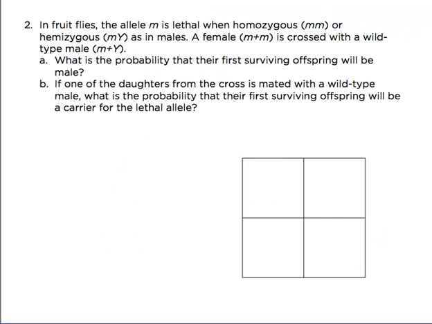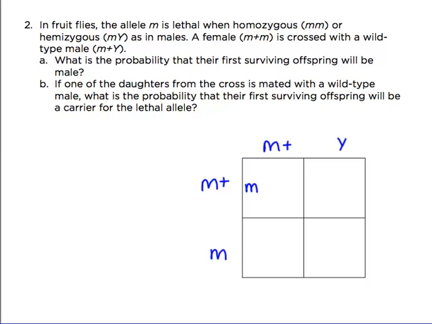Question 2. In fruit flies, the allele m is lethal when homozygous little m, or hemizygous little m Y, as in males. A female, M plus m, is crossed with a wild-type male, M plus Y. What is the probability that their first surviving offspring will be male? So let's do the Punnett square for this cross.